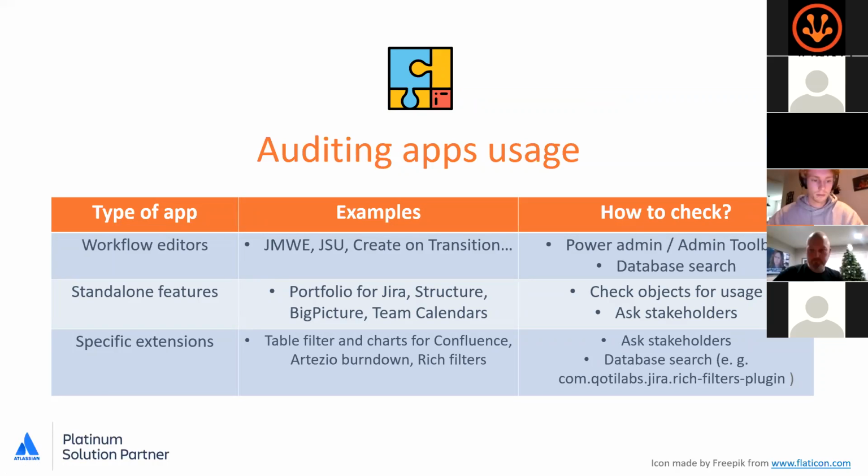These are easy to remove since they have a visible trace in Jira workflows or in the application settings, detectable from Power Admin or Admin Toolbox, and are easy to remove, standardize, or replace.